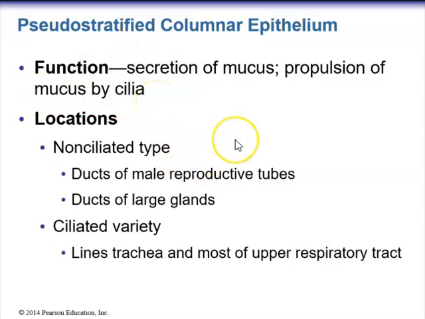We can find the non-ciliated type in the ducts of male reproductive tubes, as well as the ducts of large glands. And then we can find the ciliated variety lining the trachea and most of the upper respiratory tract. These cells are very important in the upper respiratory tract because not only do they secrete mucus, but they also propel the mucus so that you can actually expectorate this mucus out of the body.